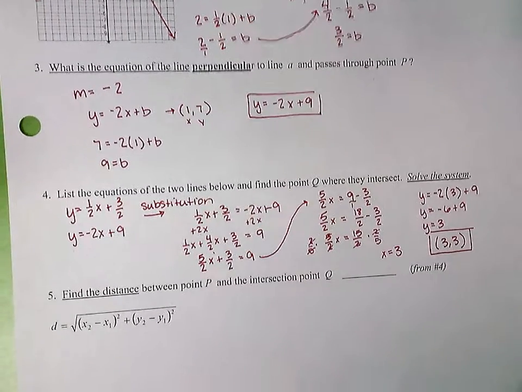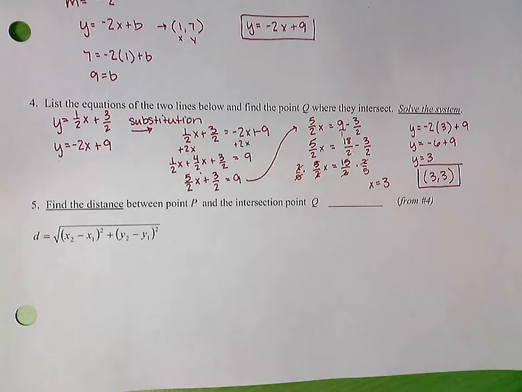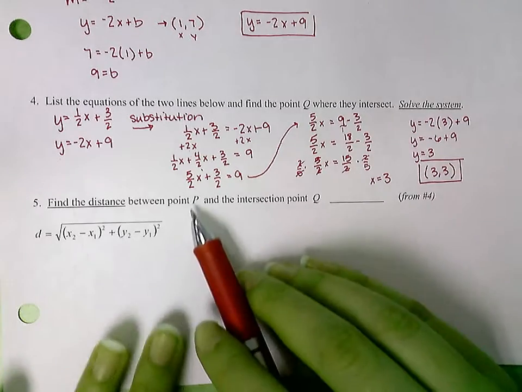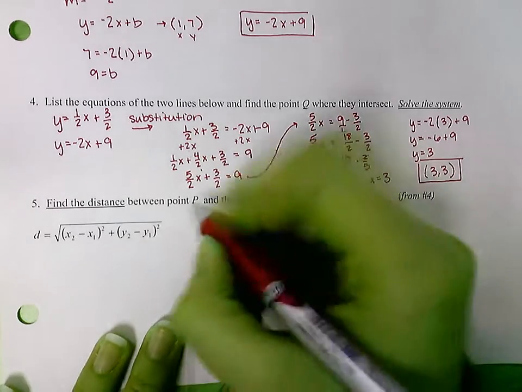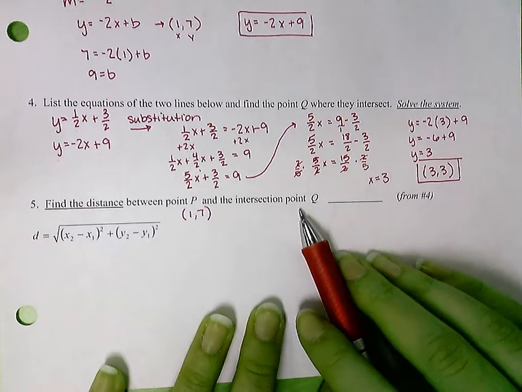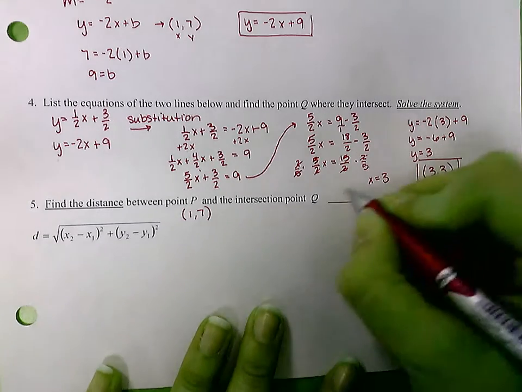You can't just assume that it's at that point. All right, so again, in this entire problem here, we're trying to find the distance between point P and line A. That's why I wanted to find where they intersect. So now what I need to do is use the distance formula. Okay, so we're going to use point P, which again is at 1, 7. And our intersection point that we just found, they called it Q. That is at 3, 3.